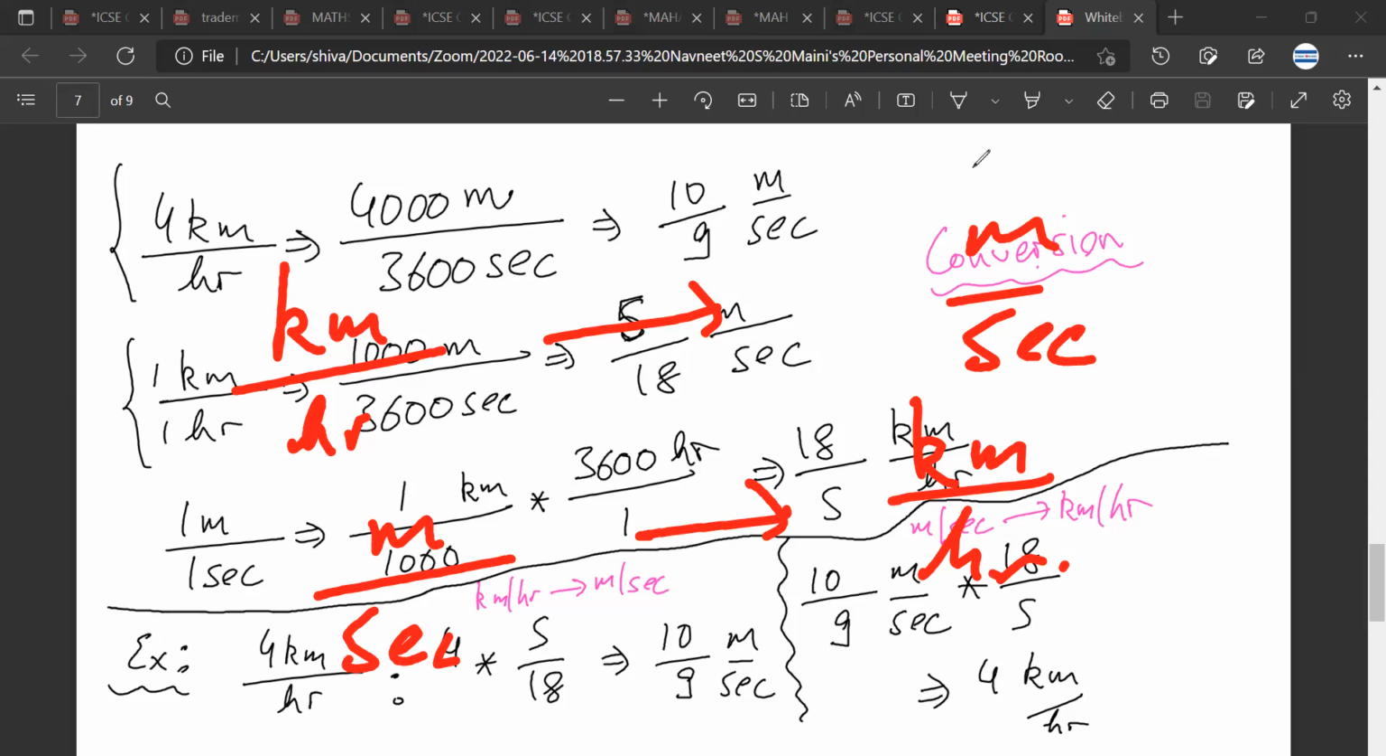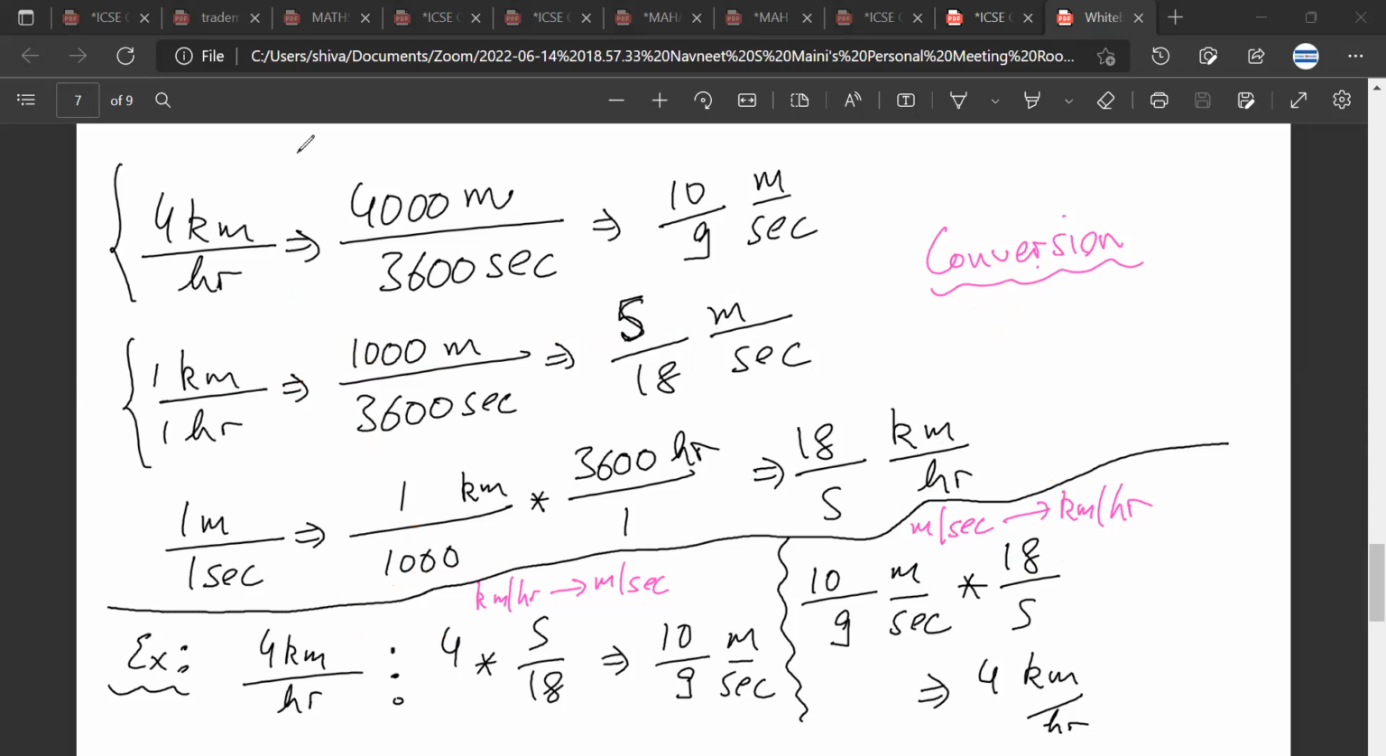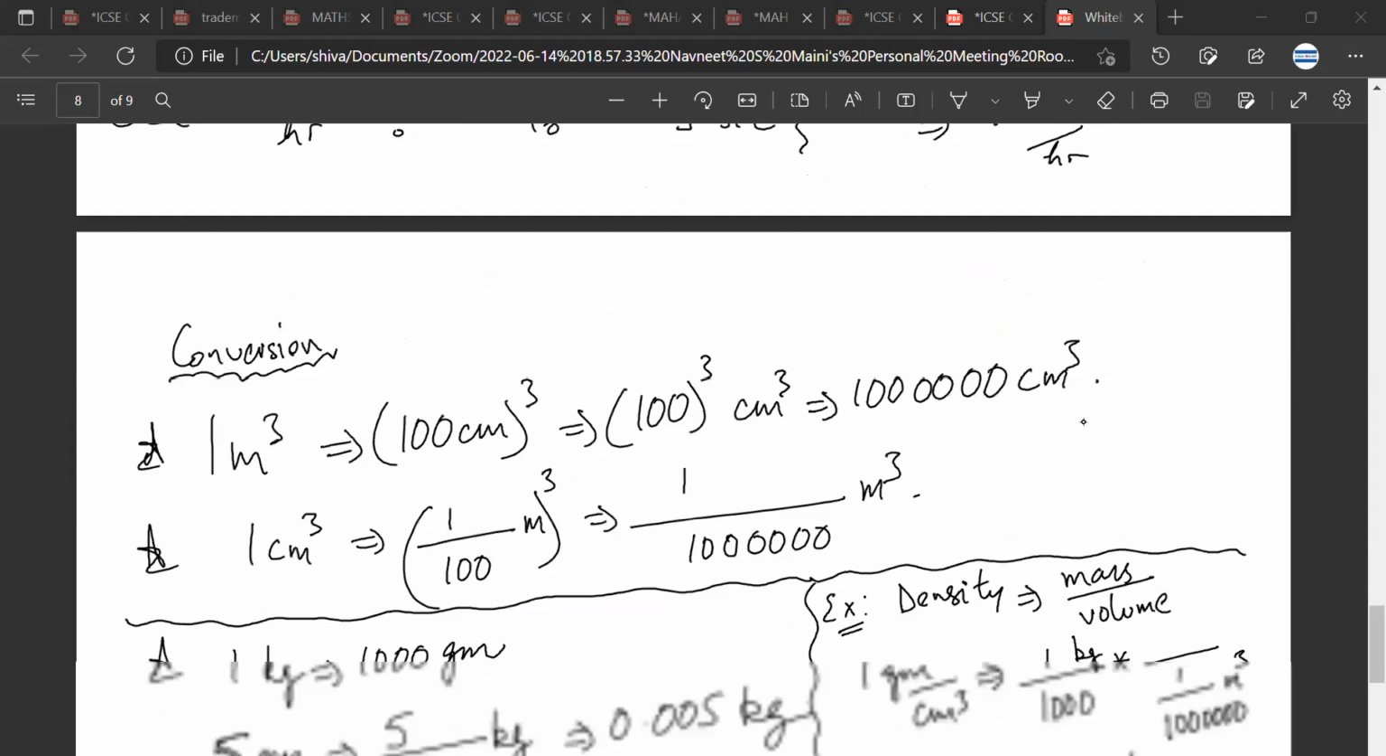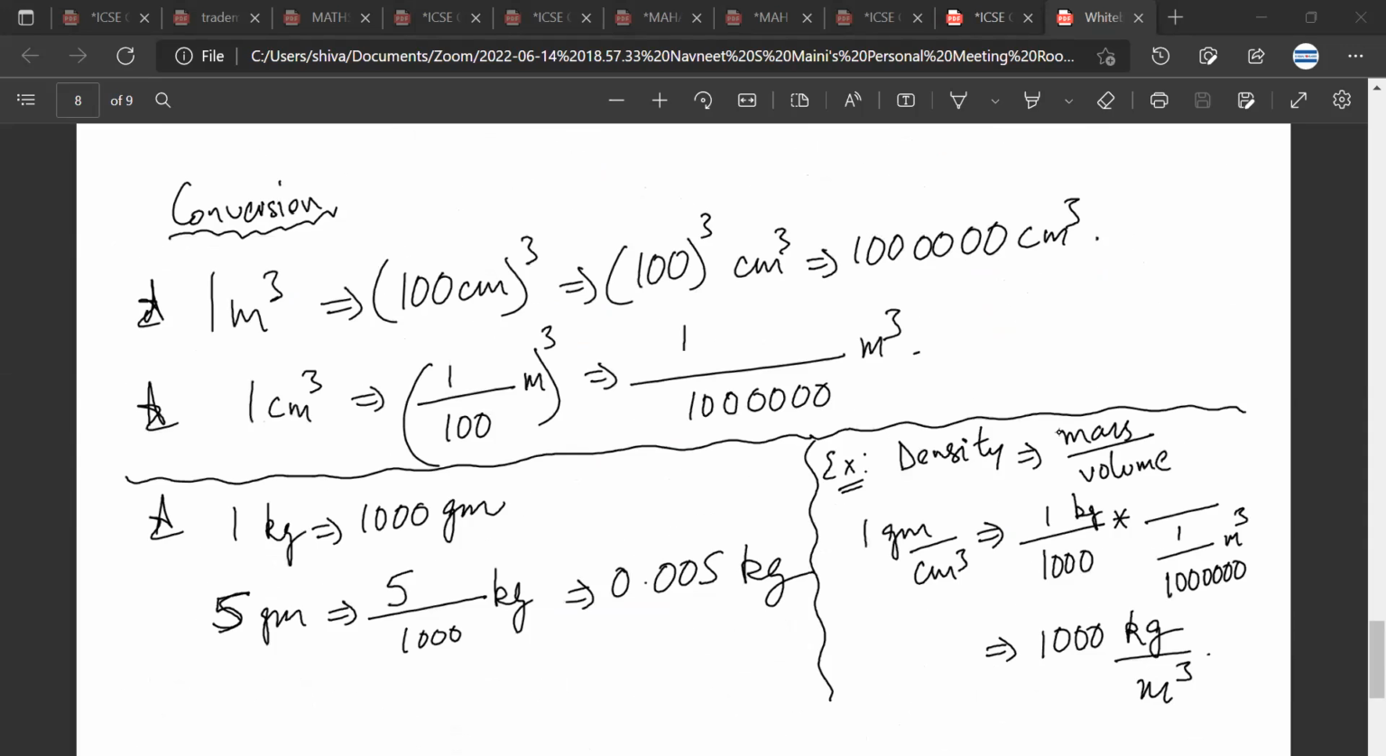Yeah? Okay. So, see, right now we won't require these volume conversions. But when we do density, we will require this. And at that time, we'll discuss this. Okay? Right now, I'm just focusing on the velocity, distance, speed, time part. Yeah? Okay.